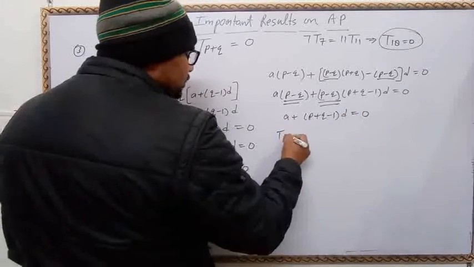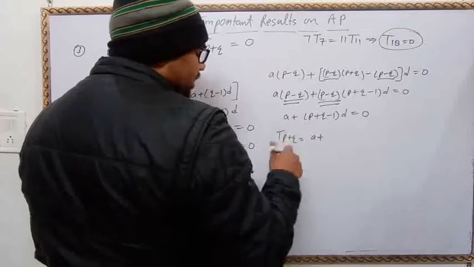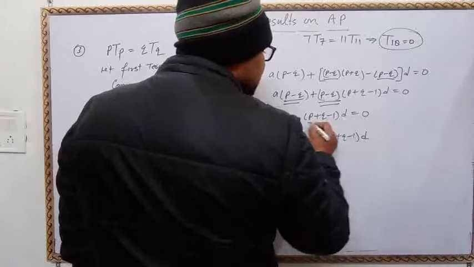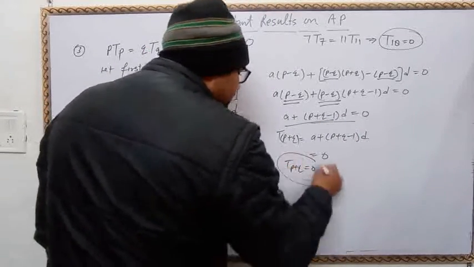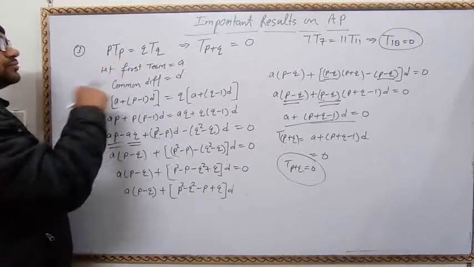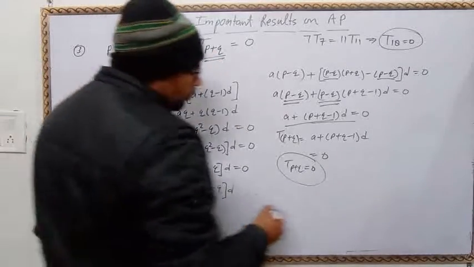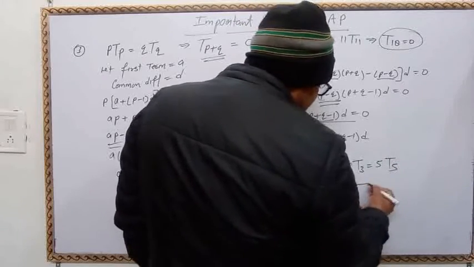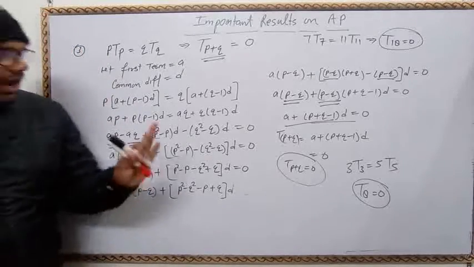Please compare here: Tn is A plus (n minus 1) into D, so T(P+Q) will be A plus (P plus Q minus 1)D, that is equal to 0. It means the (P+Q)th term will be 0. Please learn it and try to understand. If P times the Pth term is equal to Q times the Qth term, then the (P+Q)th term will be 0. If 3 times the third term equals 5 times the fifth term, then definitely the 8th term of an AP will be 0. Please try to understand and note down.